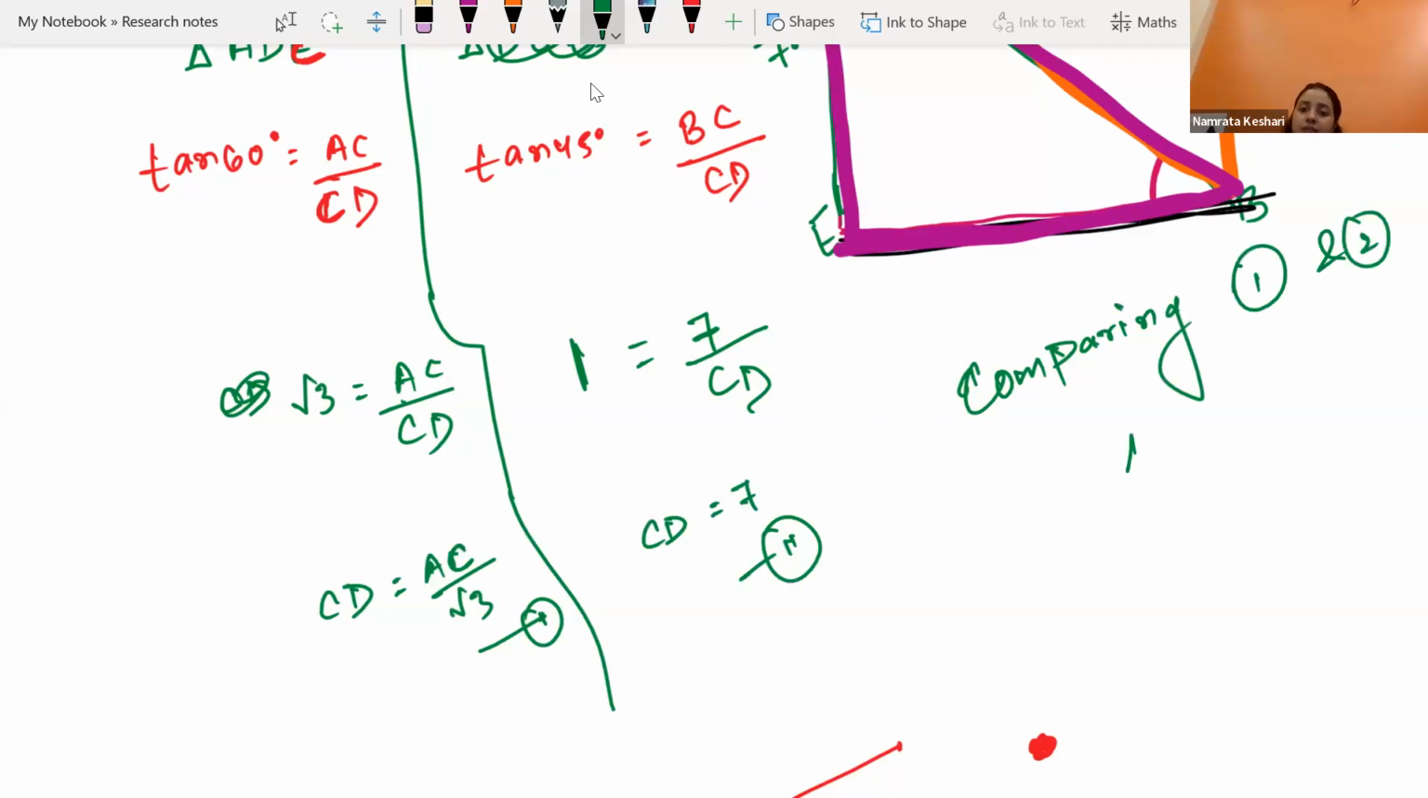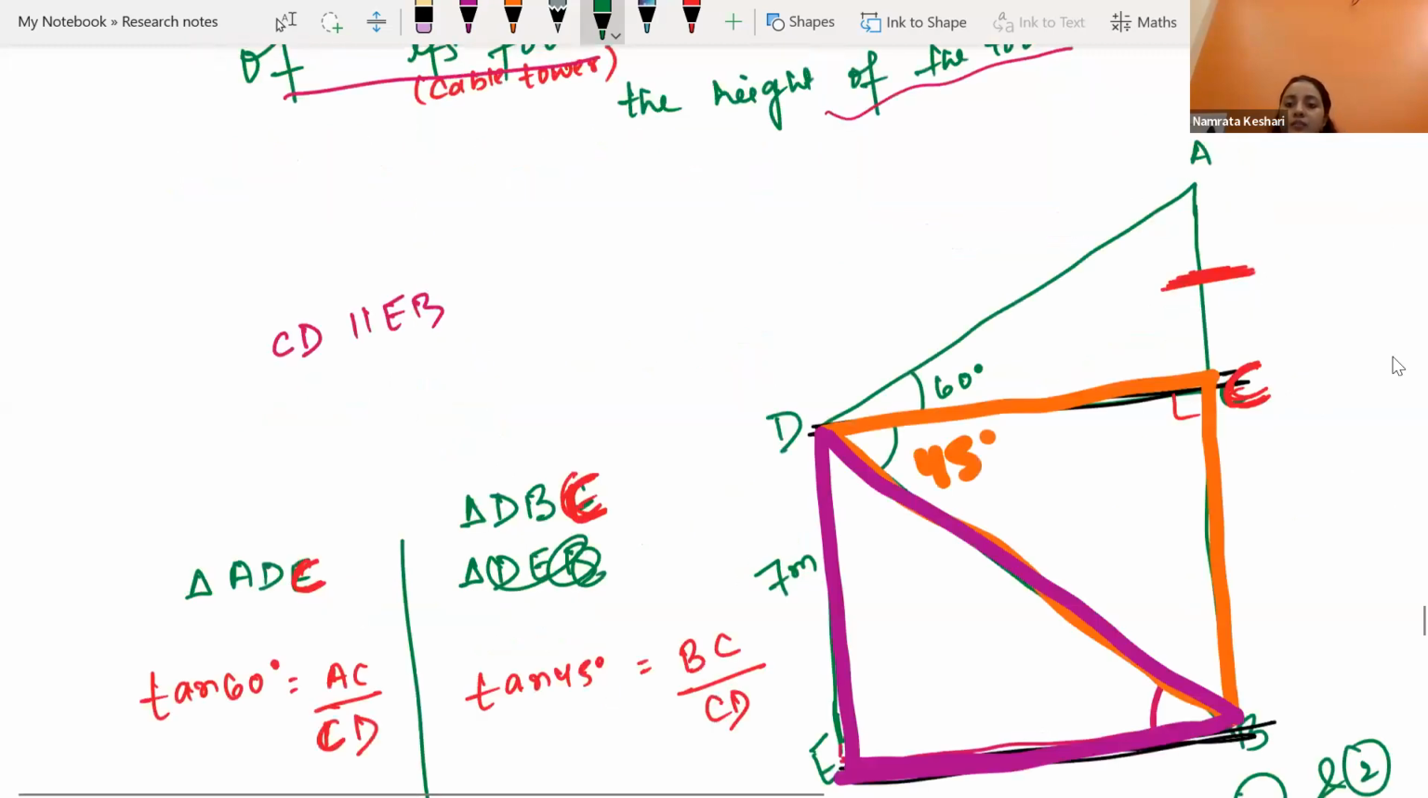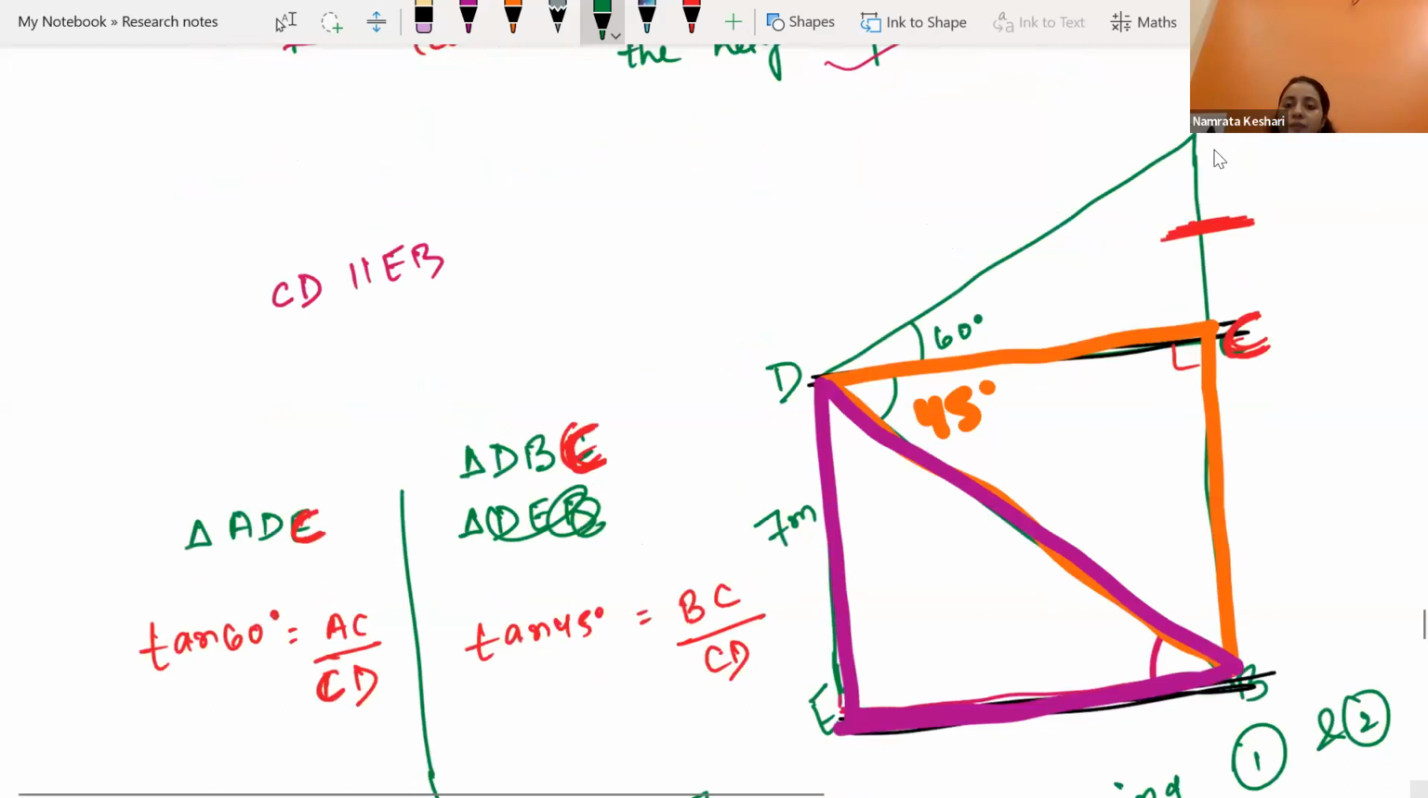We'll be getting AC by root 3 is equal to 7. AC is 7 root 3. Getting it? Yes. We are supposed to find the complete length of this tower. We already know this much is 7 and this much is 7 root 3. We can add both of them and we will be getting the final answer, right? 7 plus 7 root 3, right?